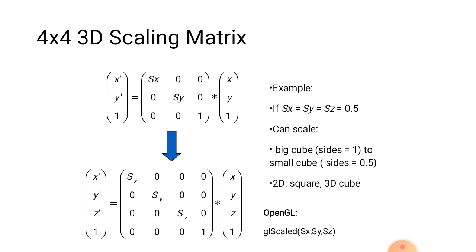Here, the 3-dimensional scaling matrix is transferred to a 4-dimensional scaling matrix, that is x', y', z', 1 with sx 0 0 0, 0 sy 0 0, 0 0 sz 0, 0 0 0 1, multiplied by x, y, z and 1. For example, if we take sx equal to sy equal to 0.5, it can be scaled from 1 to 0.5.